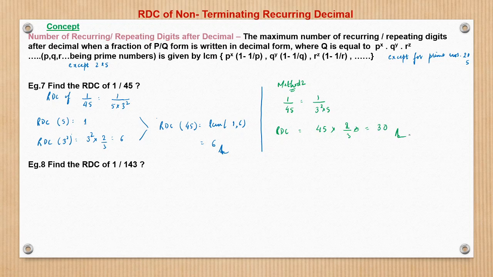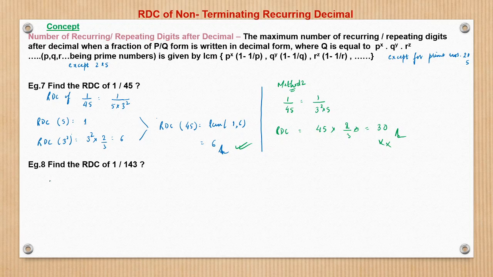So this is a larger number, but again, as I told, method 1 always gives a conservative RDC. So 6 is the more conservative, so we will go with this one. We will ignore this, though this is not a wrong answer. 30, I mean if 6 is an RDC, so 30 obviously is an RDC.